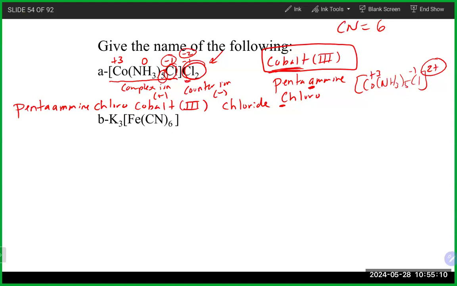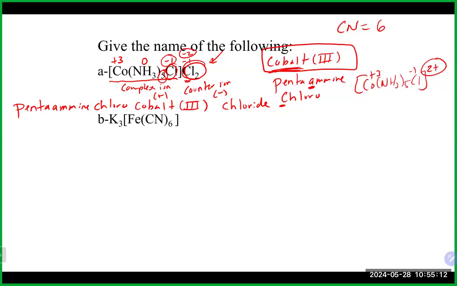Looking at the one on the bottom there, we got our complex ion that's actually coming second here. So that means it's going to be negative. Our potassium will be our counter ion, which would then be positive. So with that being negative, that does tell us we do need to use the old school name here.